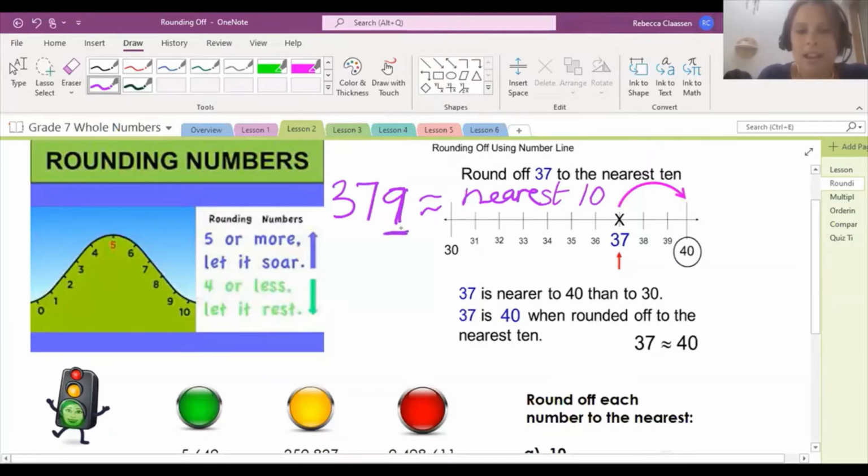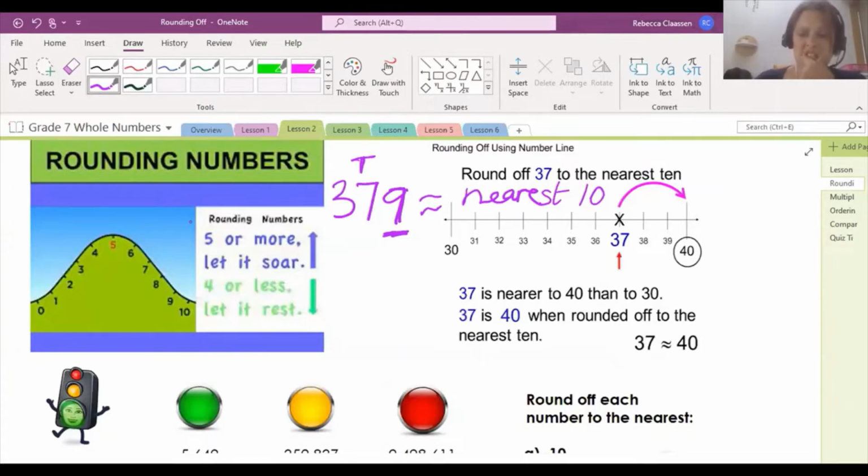And the 9, thank you, Keanu, is going to tell us whether my 10s column is going to go up to the next 10 or if it's going to stay the 10 it's at. And so because it's 9, we have our little rhyme: 5 or more, let it soar, it's going to go up. 4 or less, you let it rest, it's going to stay where it is. Okay, so because it's 9, we're going to go up to the next 10.